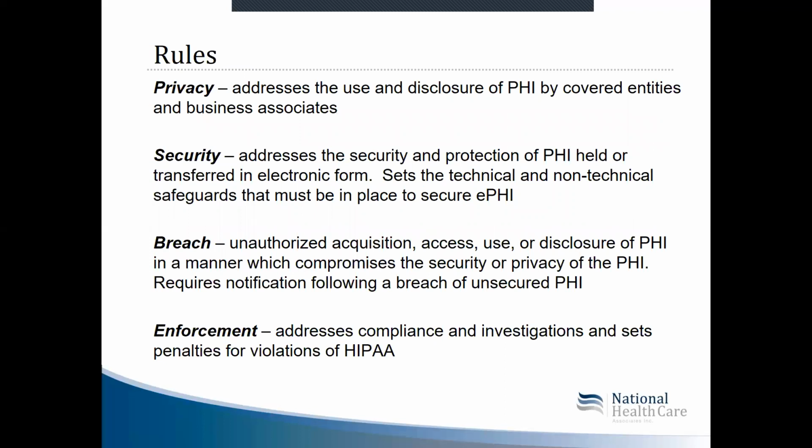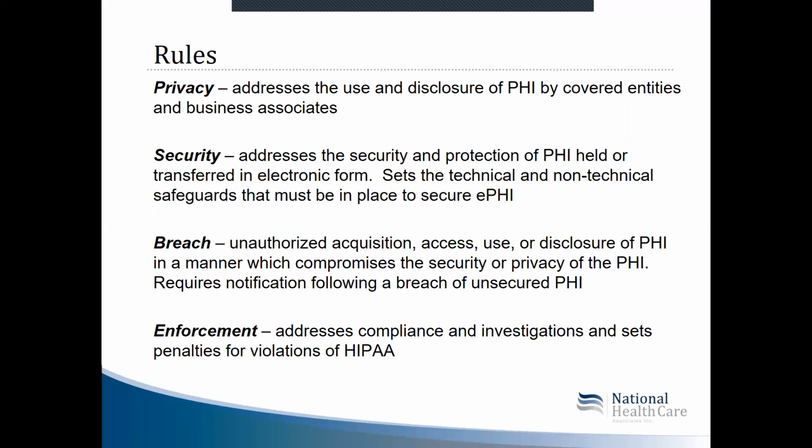There are 4 main rules of HIPAA and HITECH. There's the privacy rule, which addresses the use and disclosure of PHI by covered entities and business associates. Then there's the security rule, which addresses the security and protection of PHI held or transferred in electronic form. This rule sets the technical and non-technical safeguards that must be in place to secure ePHI.